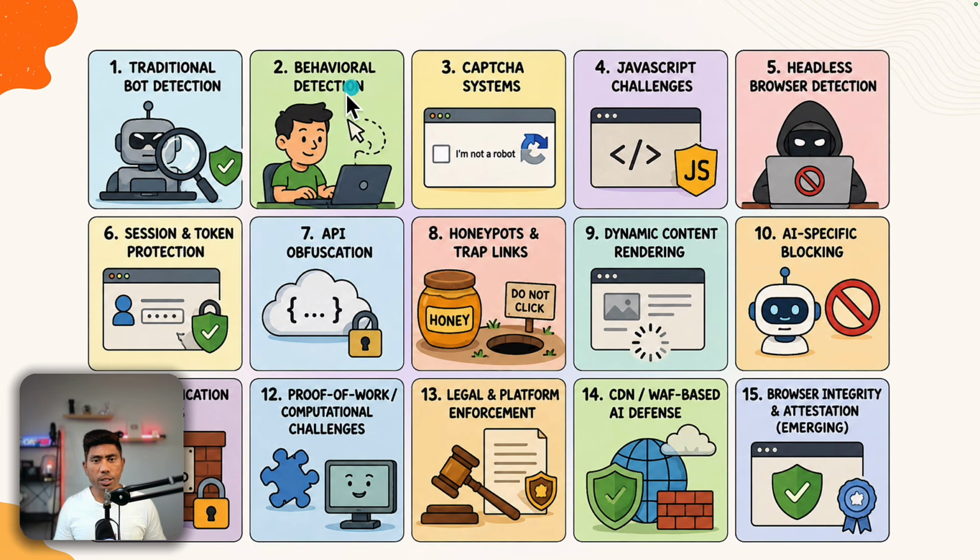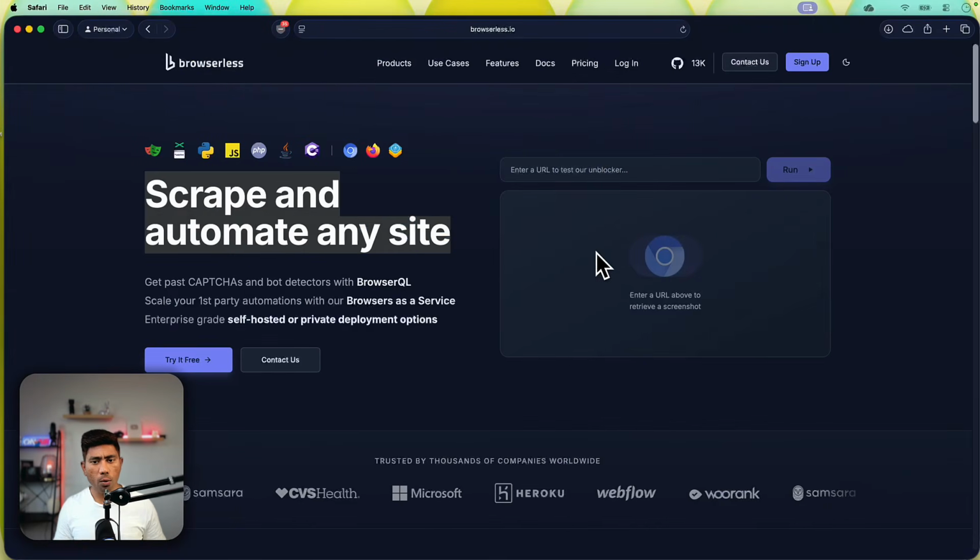Similarly, behavioral detection, Captcha systems, JavaScript challenges, headless browser detection, session and token protections, API obfuscation, honeypot traps, dynamic content rendering, and AI-specific blocking. You can see that there are so many different techniques available these days which can restrict bot access immediately. So even if you use Claude Desktop right now to try to access the data, you will be immediately blocked. I'll quickly show you how that really happens.